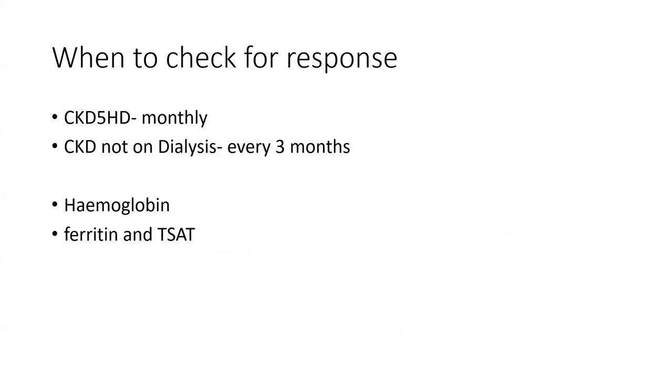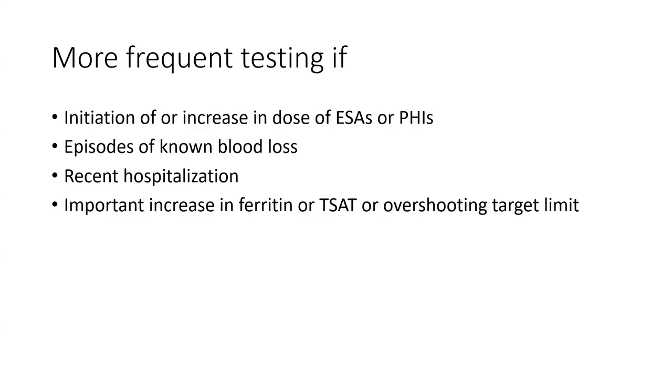So when to check response? In CKD patients on hemodialysis, the response should be checked monthly, and in CKD patients not on dialysis, at least every 3 months. And the investigations that KDIGO suggests are hemoglobin, ferritin, and transferrin saturation.